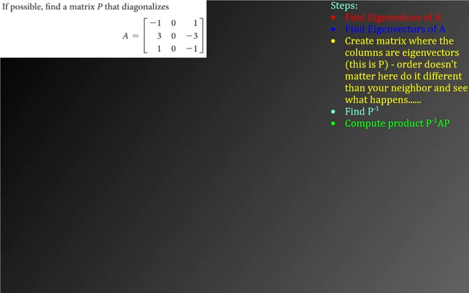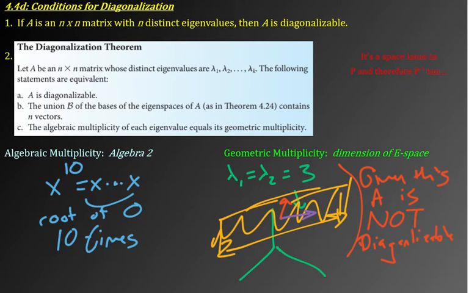I meant to put this earlier before I started talking about this, but what we're doing again with P is creating P out of the columns that are its eigenvectors. And if you don't have enough eigenvectors to create P, you're not even going to be able to do this whole P inverse AP thing. That is why this last statement is so important. You need the geometric multiplicity to be equal to the algebraic one in order to get diagonalizable.